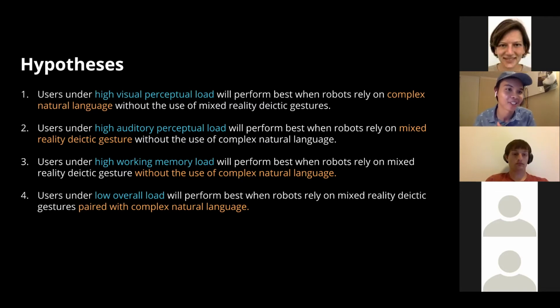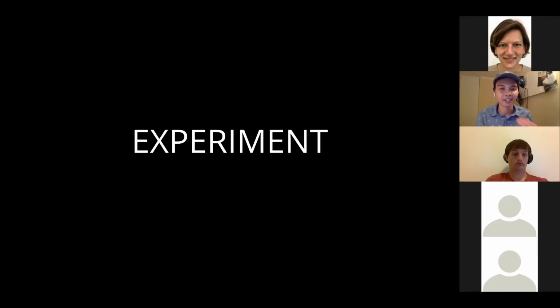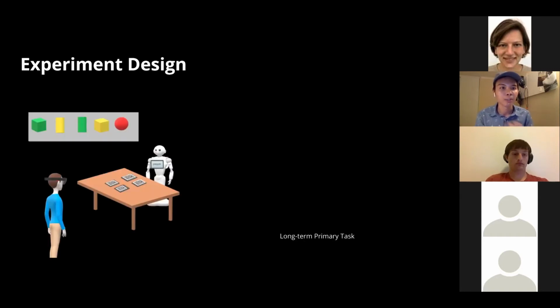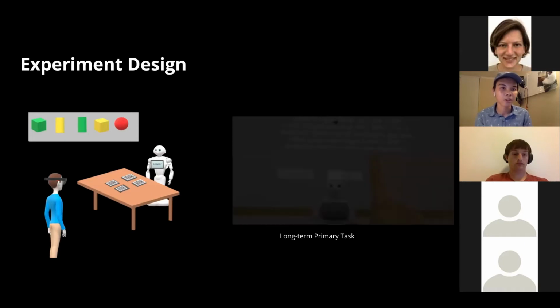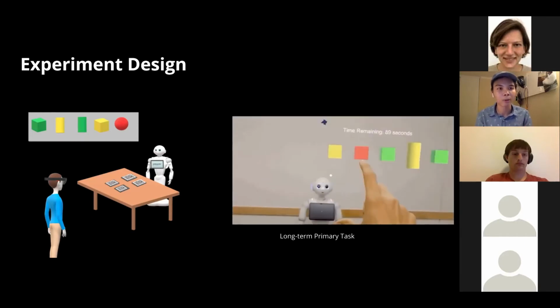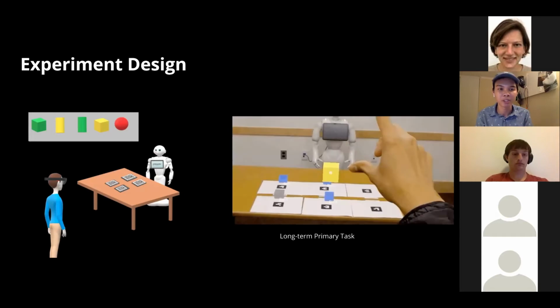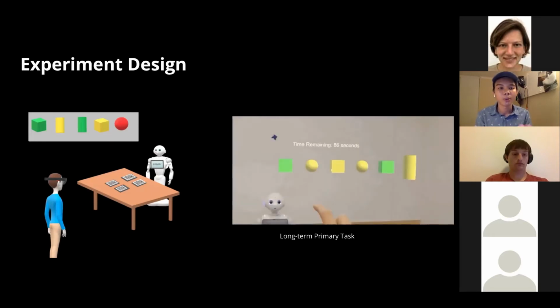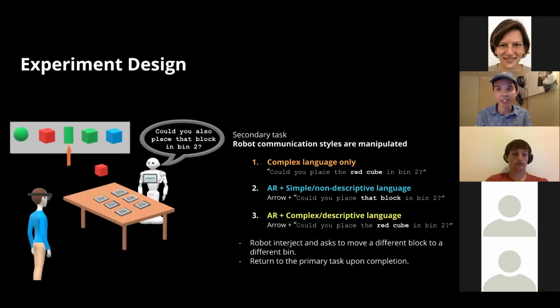And lastly, users under low overall load will perform best when the robot relies on mixed reality data gesture paired with complex natural language. So in order to answer these hypotheses, we designed a human subject experiment in which the human participants were asked to play a pick and place game in AR. So we have the robot Pepper across the table, and we ask the human to play this game in mixed reality.